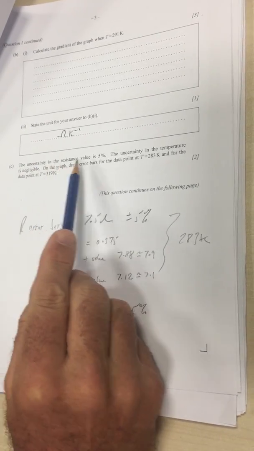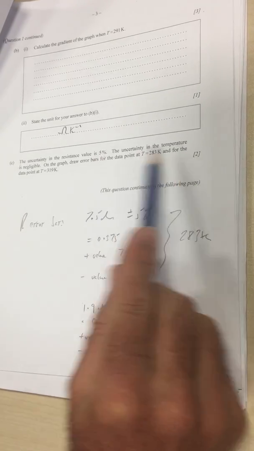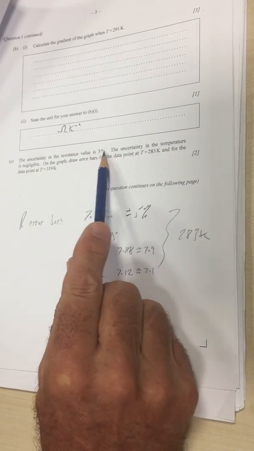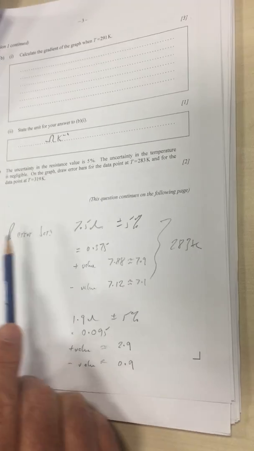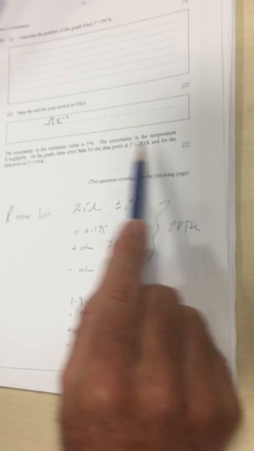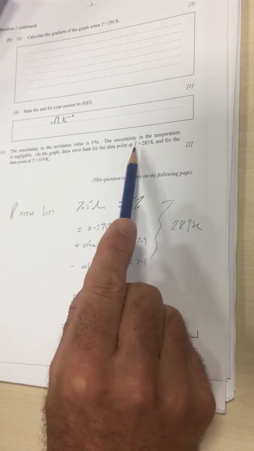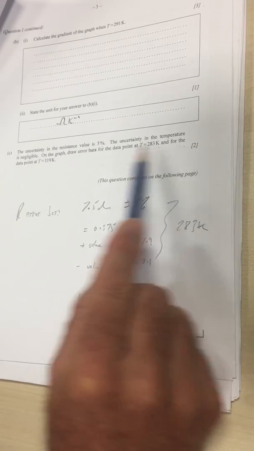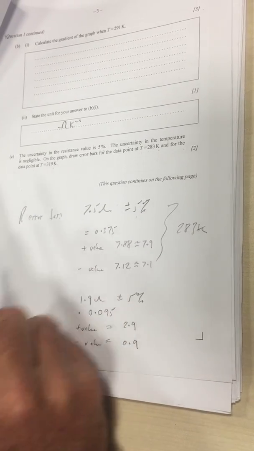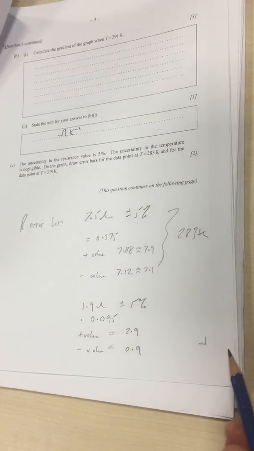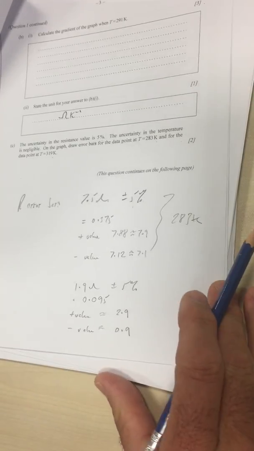Part C, the uncertainty of the resistance value is 5%. The uncertainty of the temperature is negligible. So we're only worried about the uncertainty for the resistance. And on the graph, draw error bars for the data points at temperature 283 K and for the data point at temperature equals 319. Seems an awful lot of work for 2 marks, to be honest, but let's have a go.